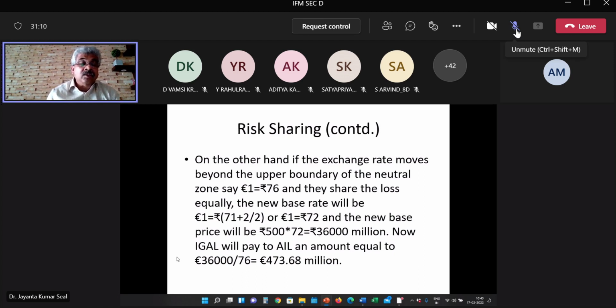And how much will be paid? 36,000 divided by 76, that is 473.68 million. So here the interesting part is Indigo is also paying more and Airbus is also receiving less. So that is how it is done. Any question?